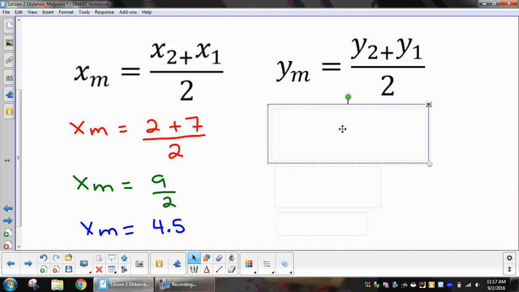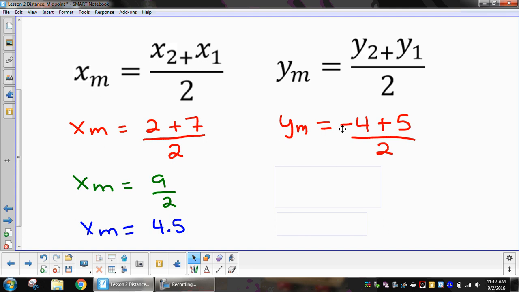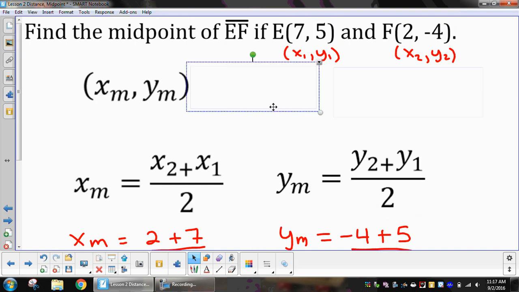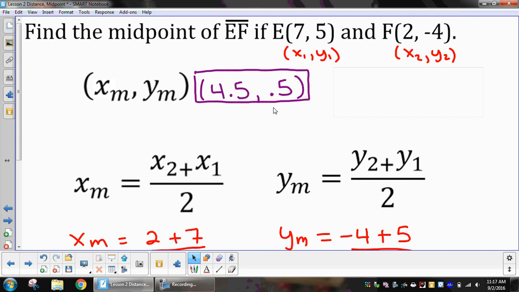I'll do the same thing to find the y value. Plug in y2 and y1, which are -4 and 5. Simplify, and it's 0.5. So I'm not done yet. My final answer has to be in parentheses like the coordinates of a point. So my final midpoint is 4.5, comma, 0.5.